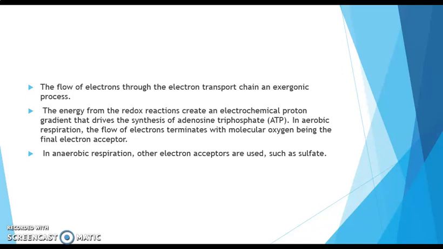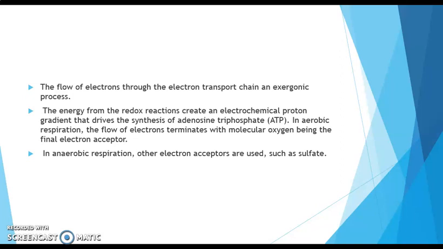The flow of electrons through the electron transport chain is an exergonic process, which means an energy-liberating process. What happens to the energy from the redox reaction? It creates an electrochemical proton gradient, and this electrochemical proton gradient drives the synthesis of ATP.